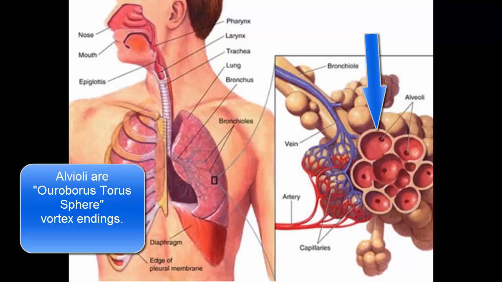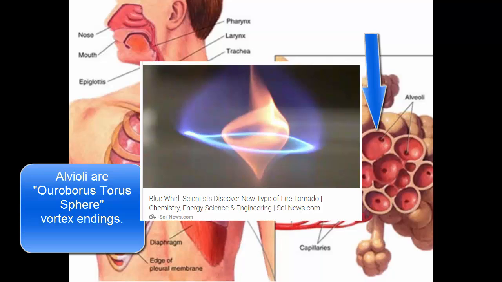Again, confirming by observational evidence of the design of the human body that it is designed to take in energy, which moves in a vertical vortex to an Ouroboros torus sphere, which looks like this. Now I took this and it's in one of my posts: Blue Whirl, scientists discover new type of fire tornado. They just added more energy to make it rotate, and this is what happened to the flame. It went from a little flame in the center, produced a bigger flame, rolled over into an Ouroboros torus dome. So that's what's happening in the alveoli, except with airflow, because airflow is energy flow, and your body is designed to suck in energy, because it's designed around energy, because energy was here first.